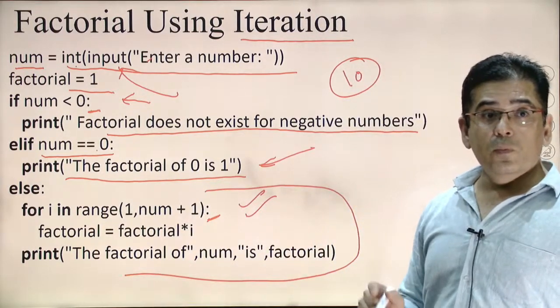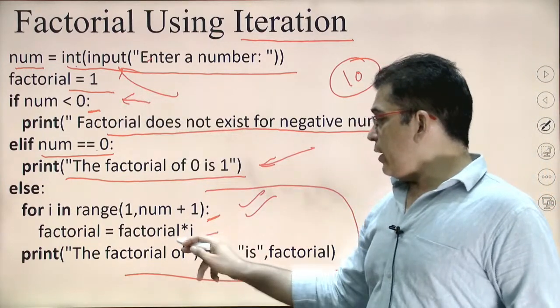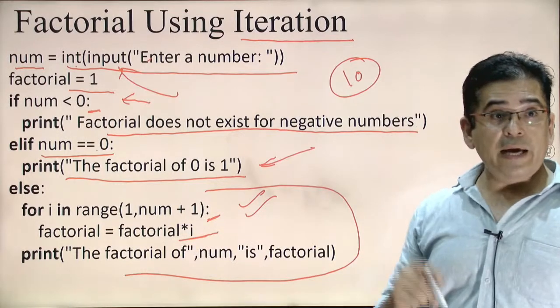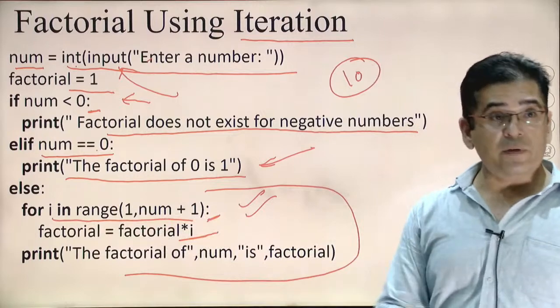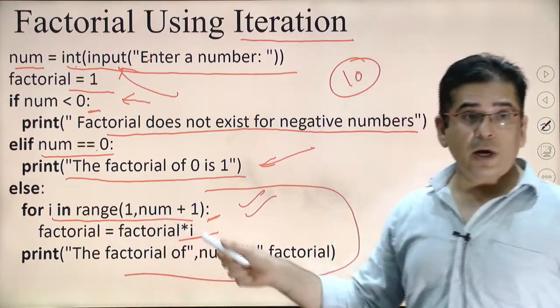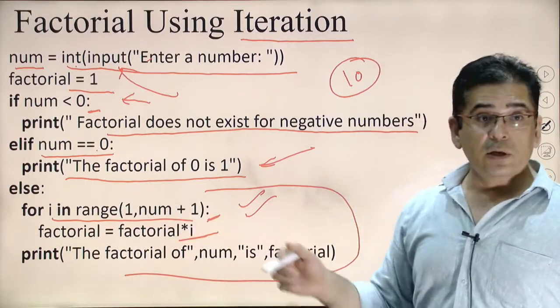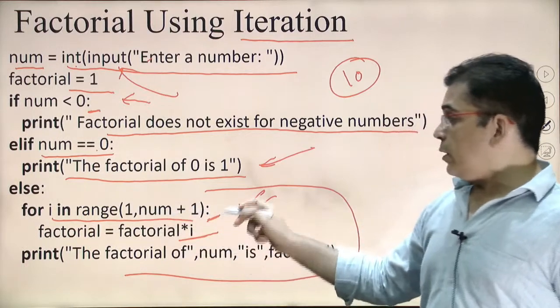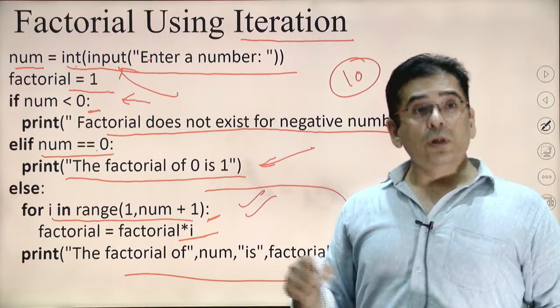This for loop will take the factorial value and multiply it with variable i. This is the syntax of the for loop which I explained in the previous class. For i in range: here for and in are reserved words. The range is an inbuilt function, 1 to num plus 1. It will start its index from 1 and go up to num plus 1.